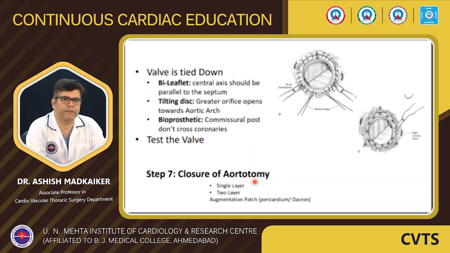There are different ways again of closing the aortotomy. We can either close it with a single layer, or we can close it in two layers. Two layers could be running two layers, or we can take the first layer as a horizontal mattress, a continuous horizontal mattress, and then running sutures over this layer. Sometimes the aorta may be small, and we might even need a pericardium or a Dacron patch to close the aortotomy.